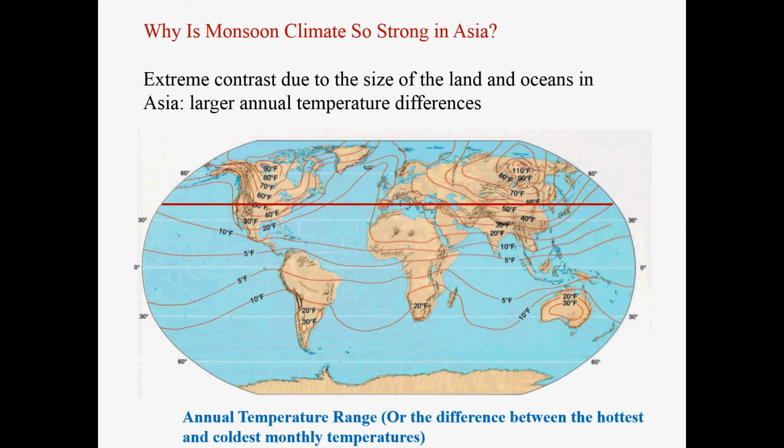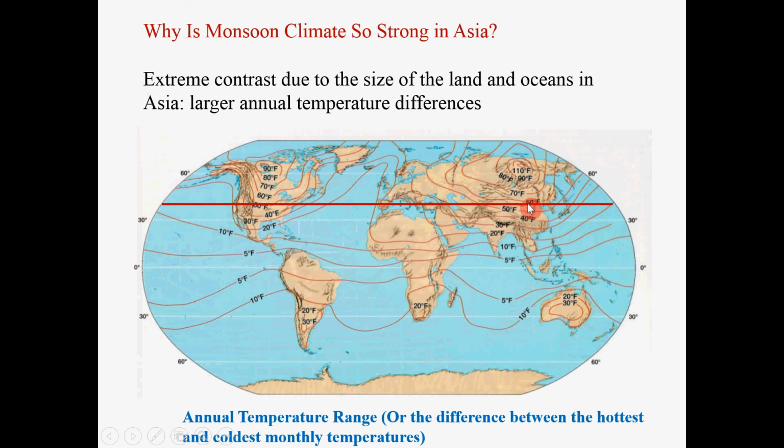This map shows the annual temperature range, which is the difference between the hottest and the coldest monthly temperatures. Now let's look at, in the northern hemisphere at this latitude, the difference between the July monthly average temperature and the January monthly average temperature is depicted on this map.